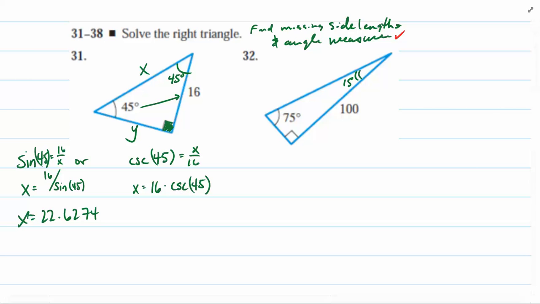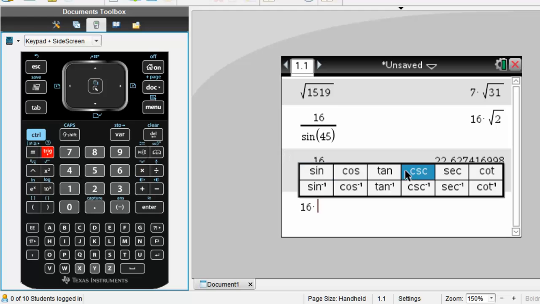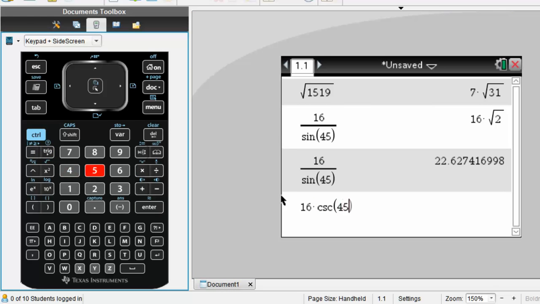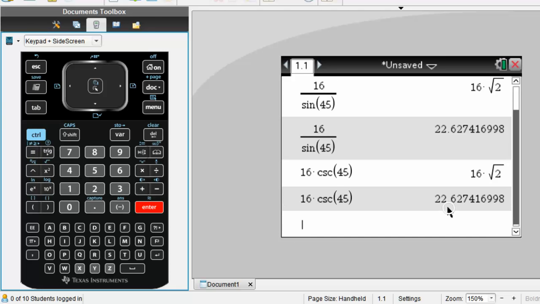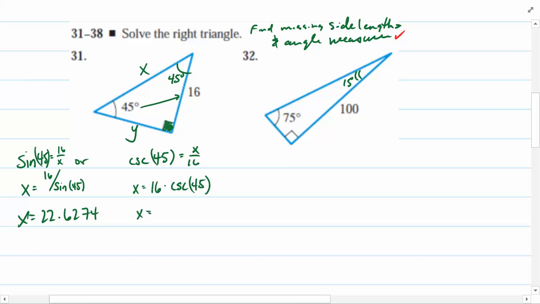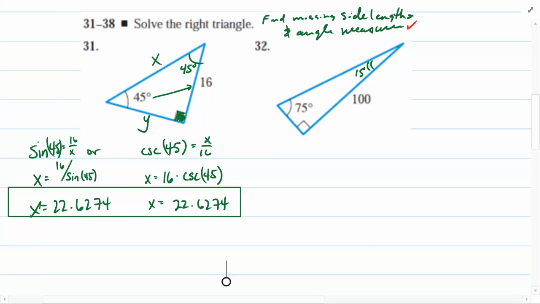Let's check this calculation. 16 times cosecant of 45. There's that 16 square root 2 again, and the decimal result is exactly the same as well. x is equal to 22.6274. And either solution, as you can tell, is correct. Either approach is perfectly fine.